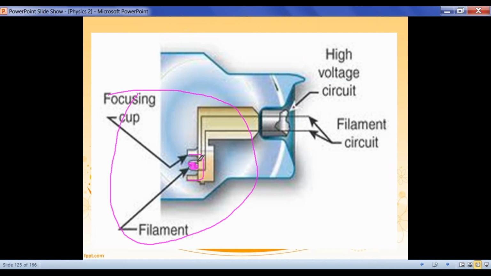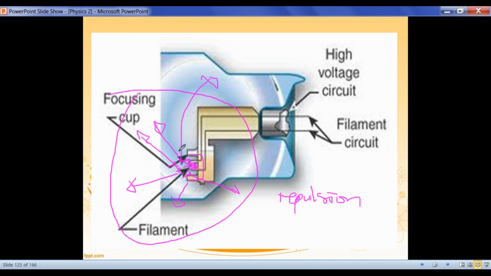Dahil sabi natin yung mga electrons ay negatively charged, ang tendency po ay magkakaroon po ng repulsion. So, magre-repel po yung mga electrons dito. Minsan po yung iba mapupunta dito, minsan yung iba dito. So, they will be in all directions dahil po they will repel each other.